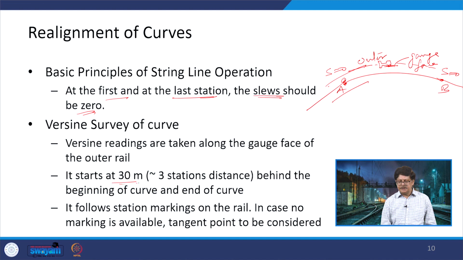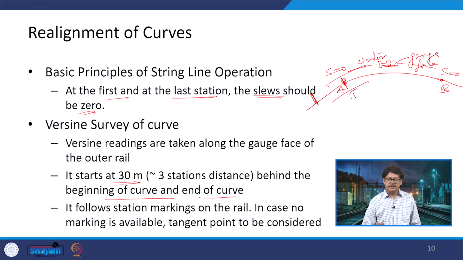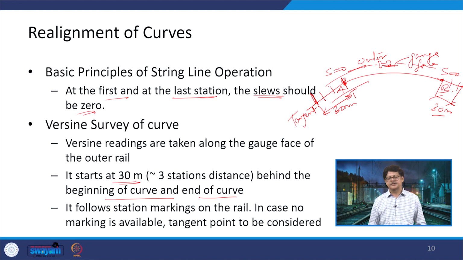It starts at 30 meters behind the beginning of the curve and ends 30 meters beyond the end of the curve. Now, when we say versine stations, they are spaced at 10 meters. So, it means 3 such versine station distances we are taking. We are starting somewhere here. So, this is my tangent point T at A. So, this is a tangent. This distance is 30 meters here. Similarly, the distance which is being taken here is 30 meters. So, this is also taken and we are having values being taken at this point also.